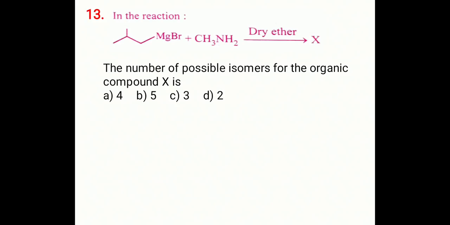13th one, the number of possible isomers for the organic compound X is. Remember, this is having acidic hydrogen. Because of that reason, H will replace this MgBr. So you are going to get 2-methyl propane, nothing but isobutane, and n-butane. So 2 isomers are possible for this. Hence the answer for this question is 2.